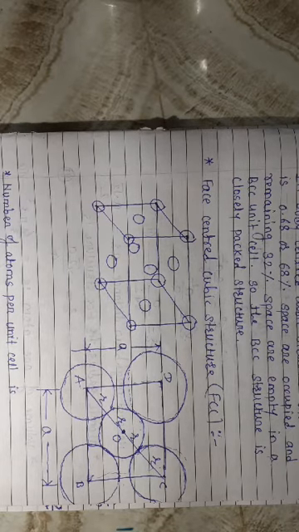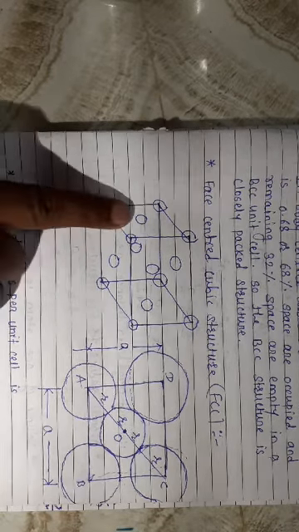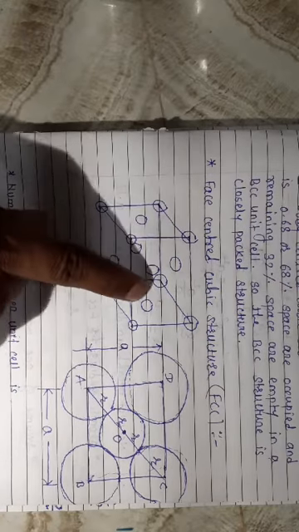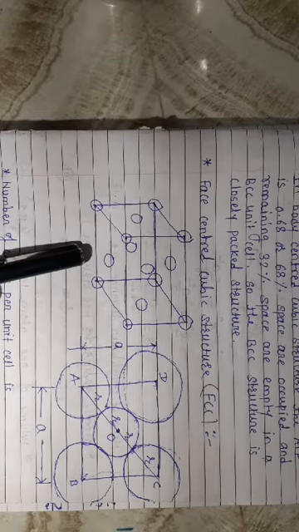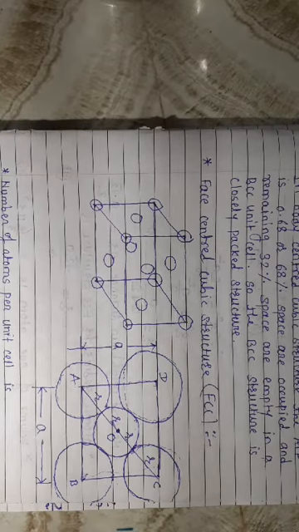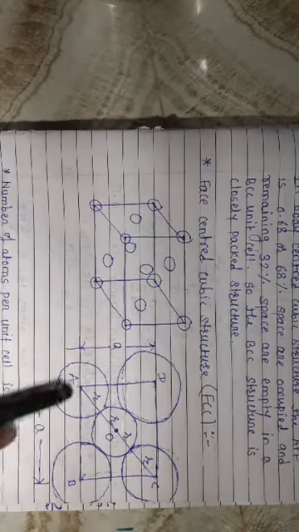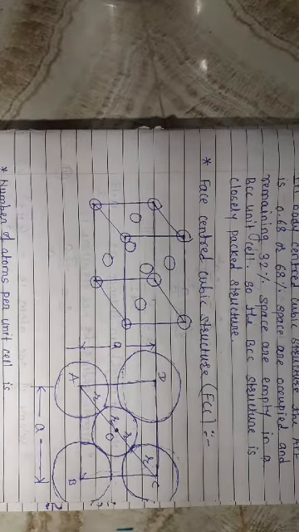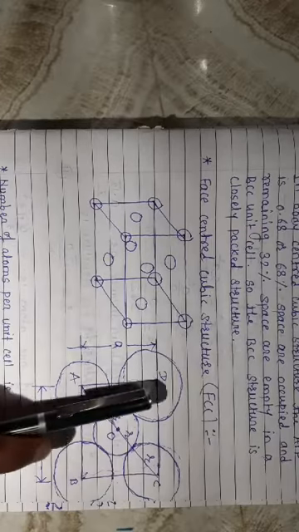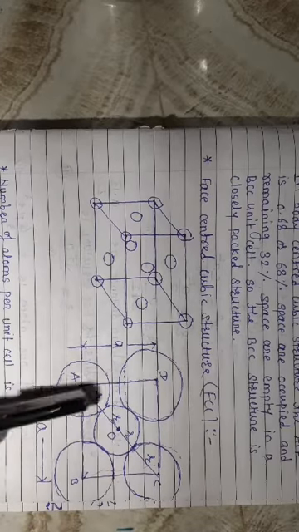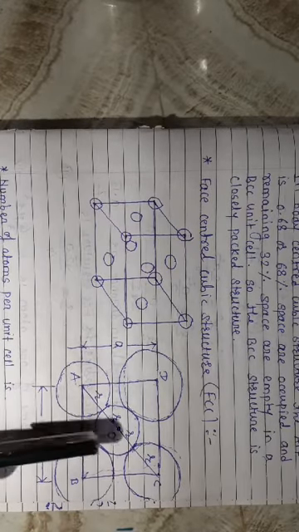Is it right? In this, these are the face-centered atoms. This is the unit cell, and this is the front view of this FCC unit cell. These are the face-centered atoms. These are the corner atoms, and all the corner atoms touch these face-centered atoms.